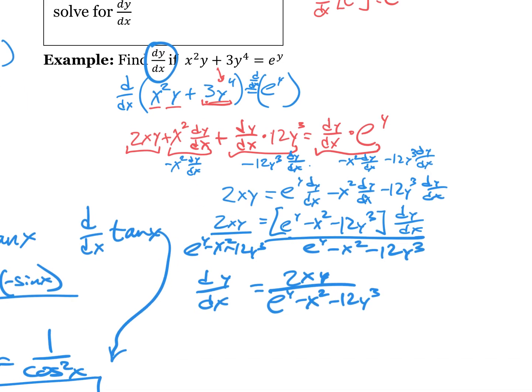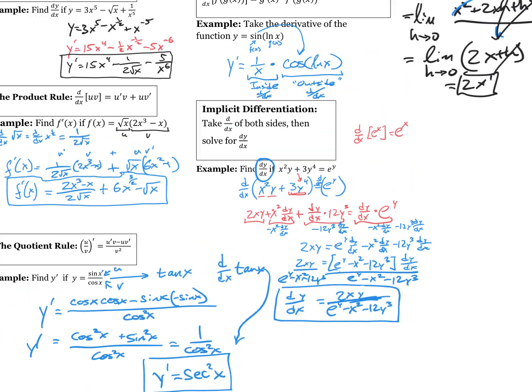There it is. So we found the derivative. It's in terms of x and y, but that's okay. The directions say that, but whenever we do implicit differentiation, we're going to find these derivatives in terms of x and y. Let me clean that up a little bit. That's a y. All right, so that is called implicit differentiation.